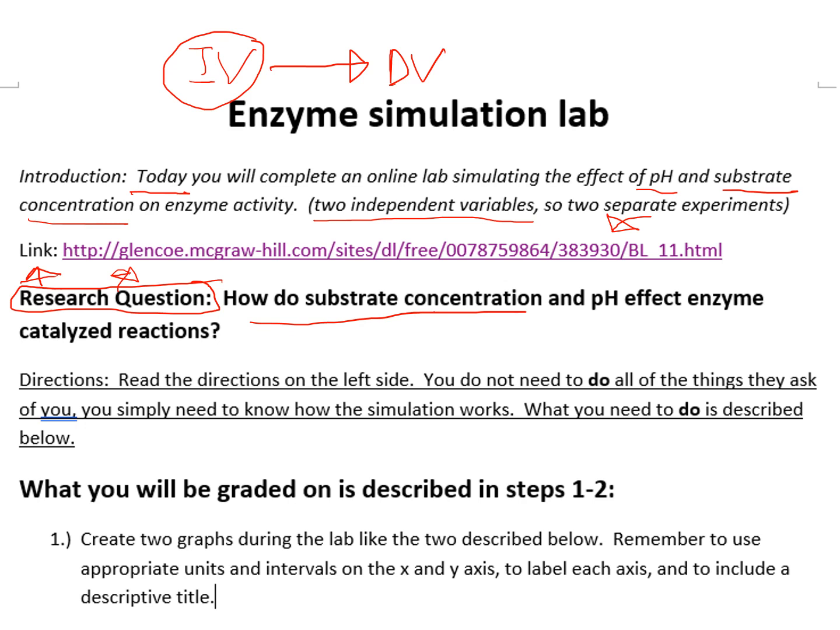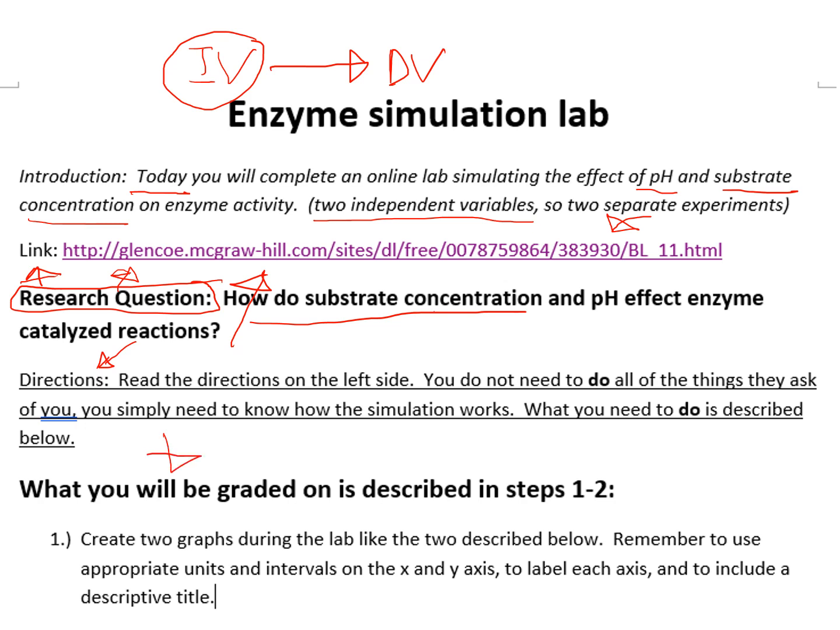Here are your directions. Once you have gone to the link above, so first go there, right? And then you're going to read the directions on the left side. You do not need to do all of the things that they ask you to do. You simply need to know how the simulation works. So what you need to do is described below.